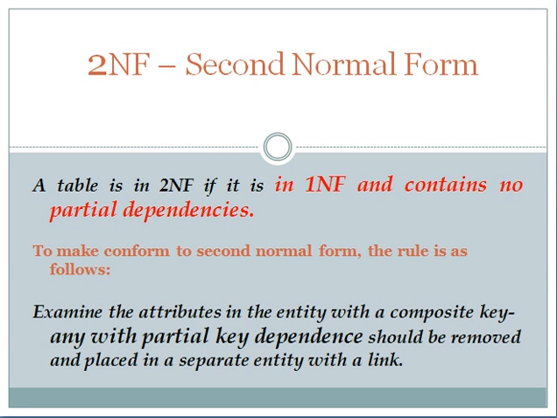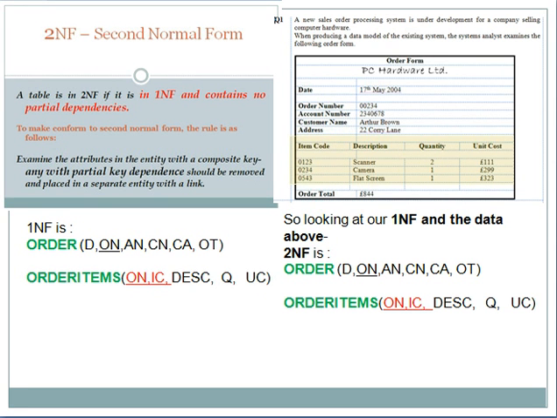So how do we do that? Well, we examine the attributes or the fields in the entity with a composite key. Any with a partial key dependence should be removed and placed into a separate entity with a link. If we look at this data here, this is what we've got in first normal form. We've got this thing highlighted in red here. This is our composite key.